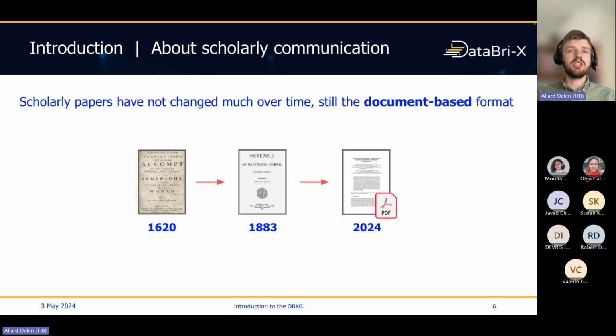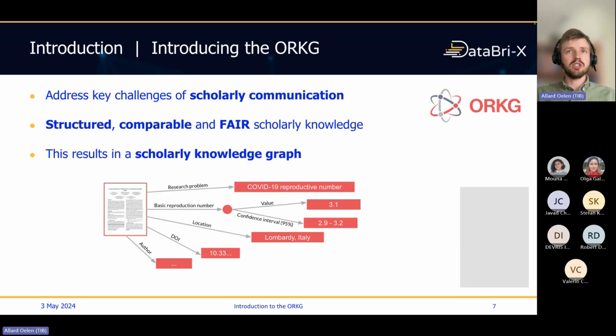So this is exactly what the ORKG is trying to change. So we're trying to provide machine actionable scholarly knowledge, so machine actionable representations of papers, and basically ultimately providing FAIR scholarly knowledge there. Here we can see that this results in a scholarly knowledge graph, hence the name Open Research Knowledge Graph.